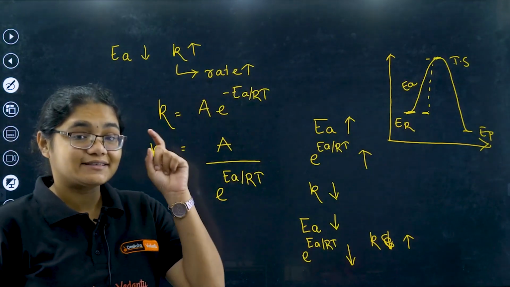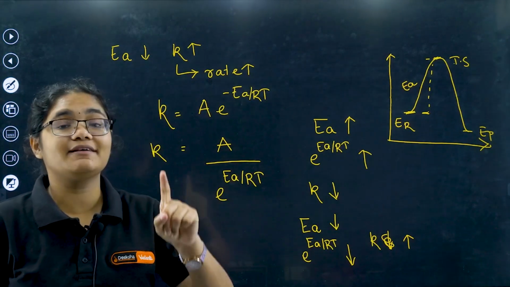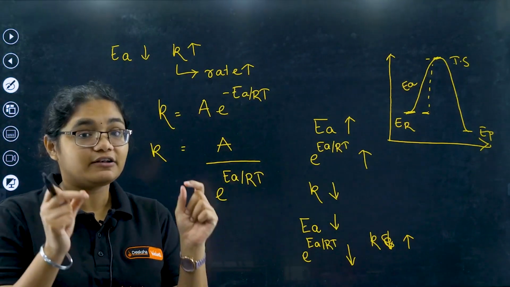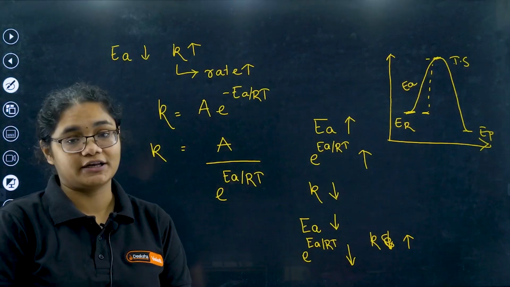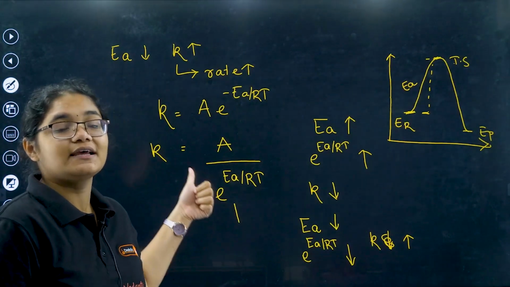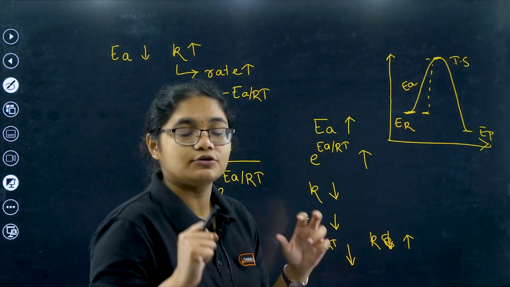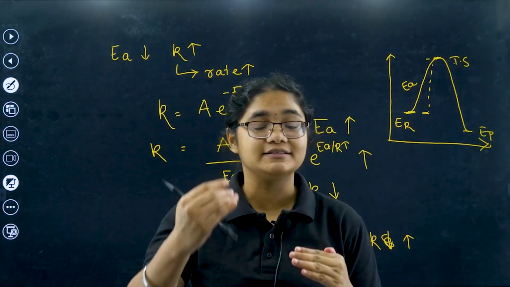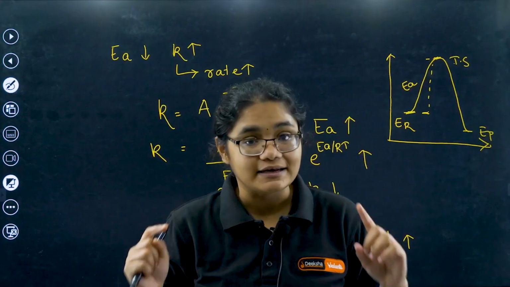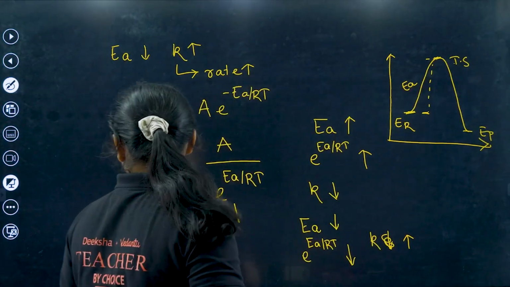So the catalyst is the one which plays a role here. It changes the activation energy of the reaction. It reduces the activation energy of the reaction, and as a result the rate constant increases. So how does a catalyst increase the rate of the reaction? By decreasing the activation energy of the reaction. That we will see here.